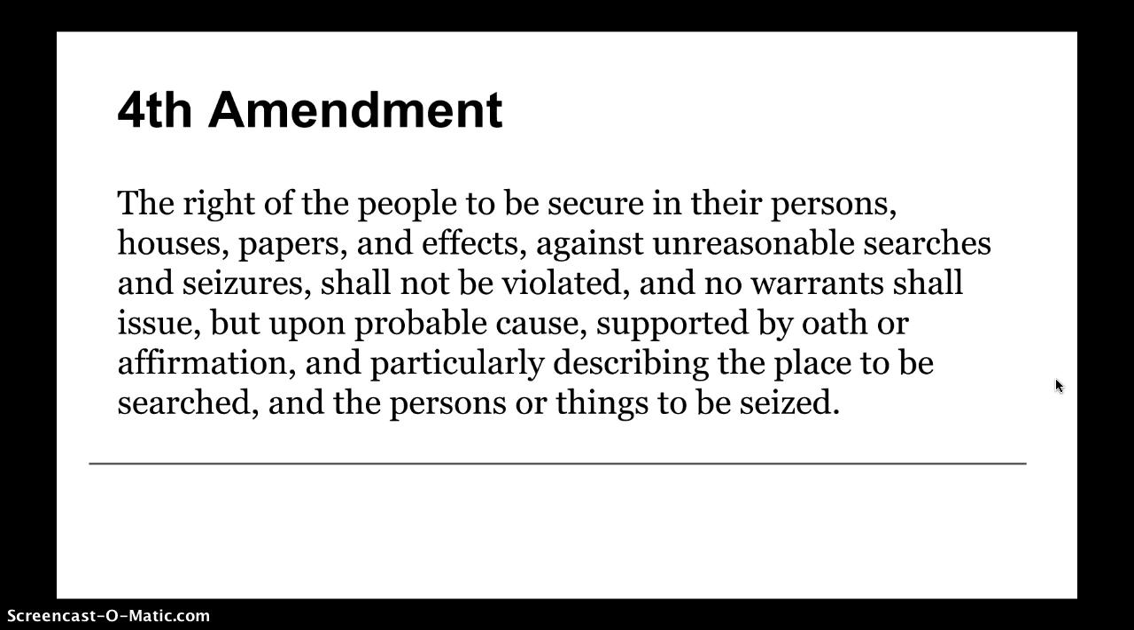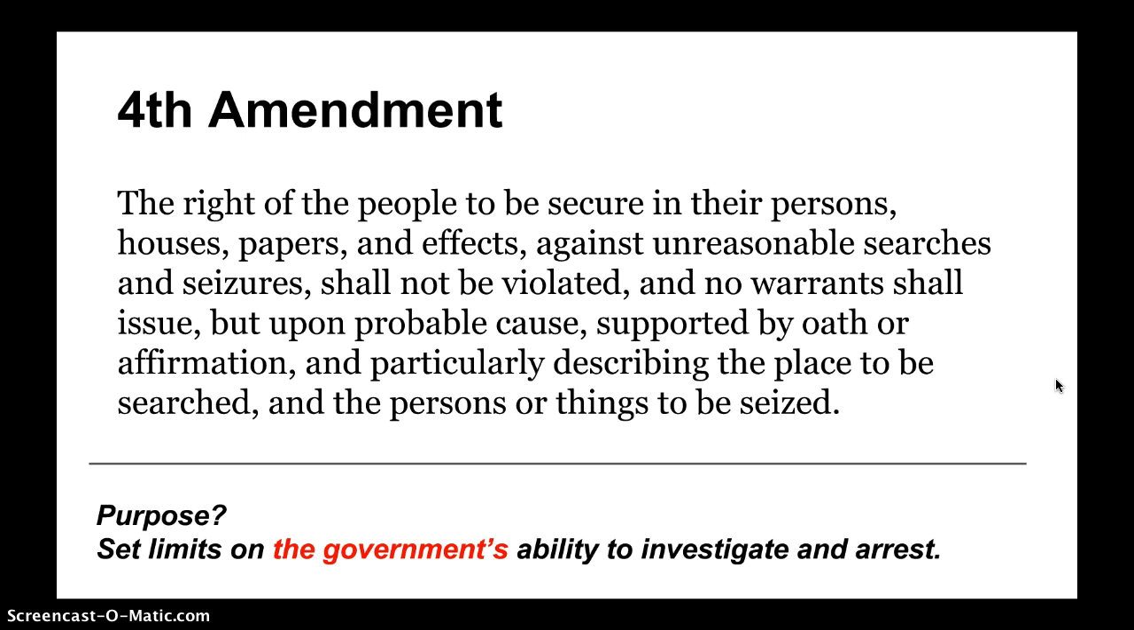But basically, an overall statement about the Fourth Amendment: why do we have it? It sets limits on the government's ability to investigate and arrest. This amendment is not telling the people what they should do. It's telling the government that it needs to respect the rights of the people in these areas, our rights as people. So let's look at the breakdown of what this means.